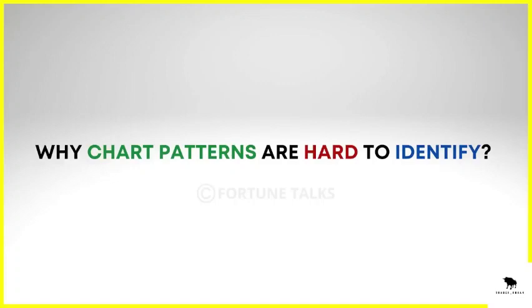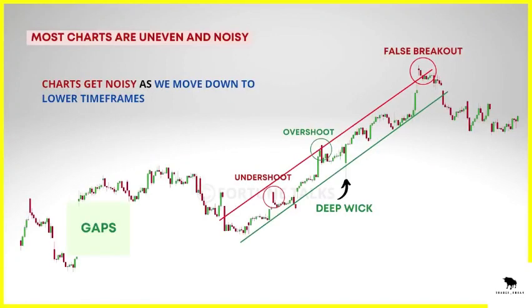Before we discuss the different methods, let me make something clear upfront. Let me explain the reasons why spotting chart patterns is a difficult task. Number one, most charts are uneven and noisy. Most stocks and index charts consist of deep wicks, price gaps, false breakouts, overshoots and undershoots, all resulting in making the pattern determination a hard task. This is particularly true when we move to the lower time frames.